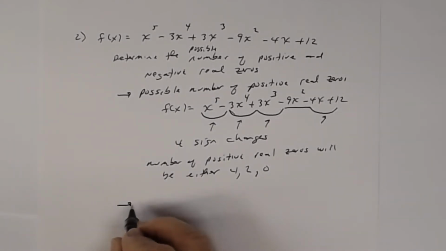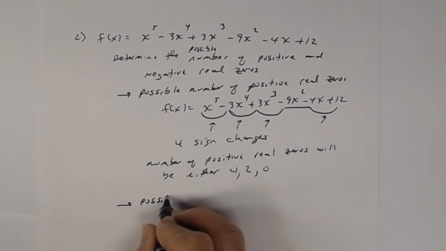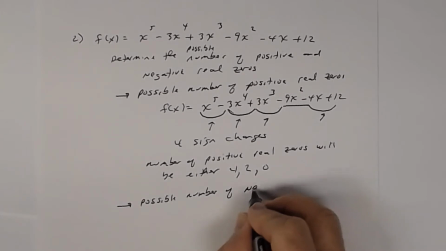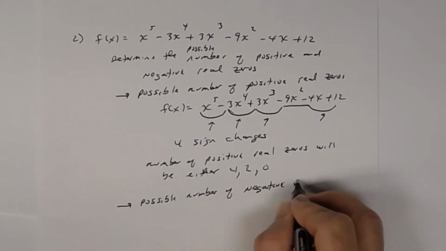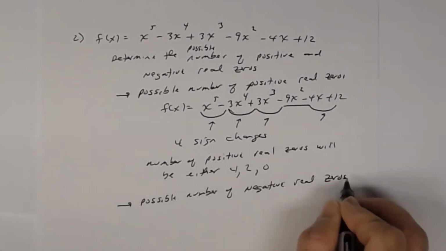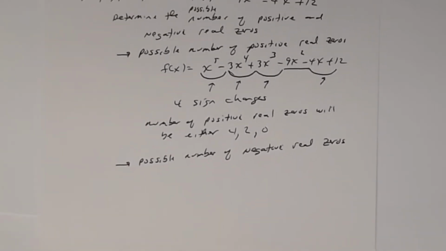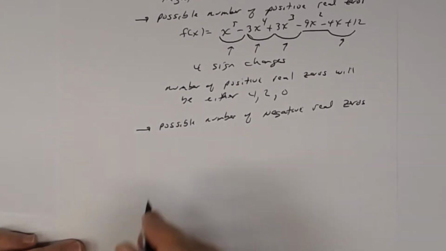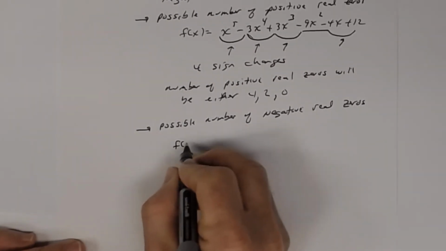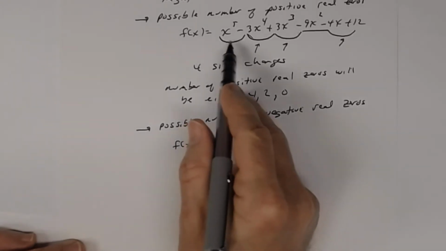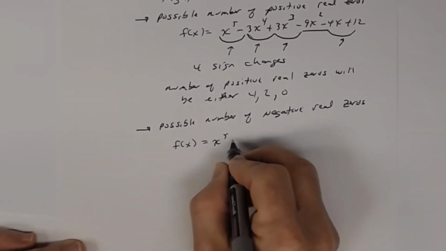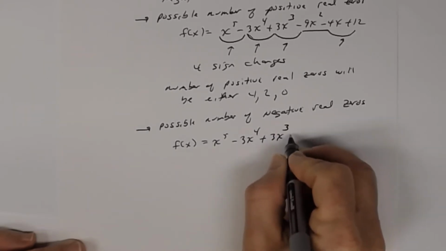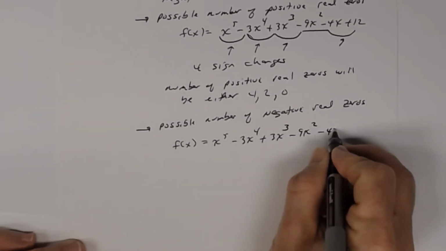All right, now let's talk about the negative real zeros. So the possible number of negative real zeros. All right, so remember, you got to look at f of negative x, right? So let me first of all write f of x. So f of x is, I'm going to rewrite this over, x to the 5th minus 3x to the 4th plus 3x cubed minus 9x squared minus 4x plus 12.